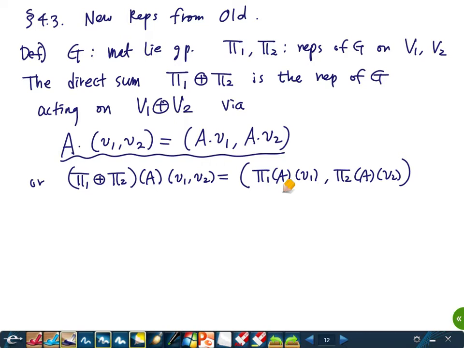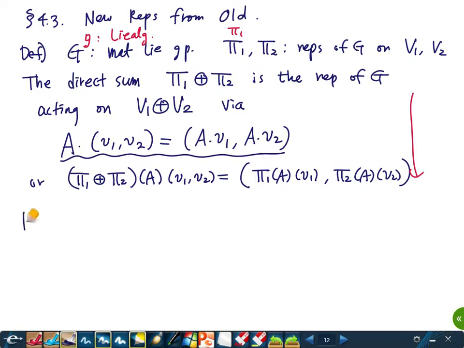All right. And direct sum, so now we can talk about the Lie algebra and pi_1, pi_2, defined in the exact same way. All right. So for direct sum, they are defined the exact same way. All right. Now, next, tensor product.